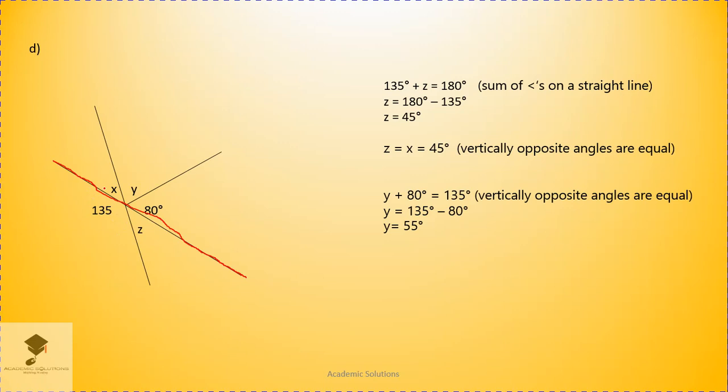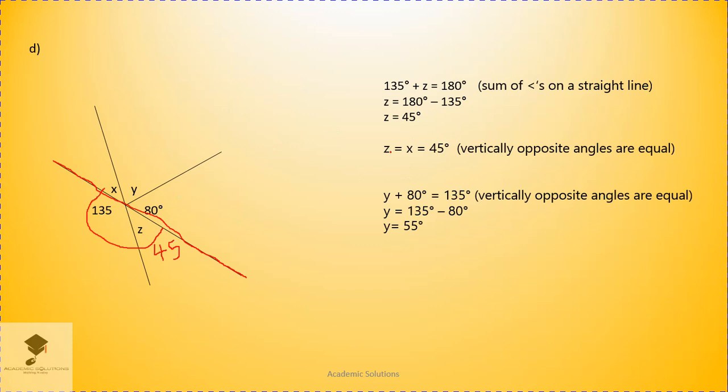So the angles this side have to add up to 180. So 135 plus this angle gives us 180. We take 135 to the right hand side, it becomes 180 minus 135. Now the answer is 45. Now we know that this angle is 45.